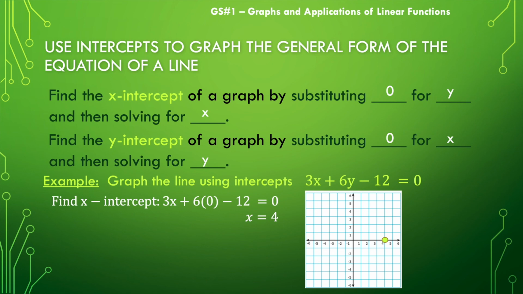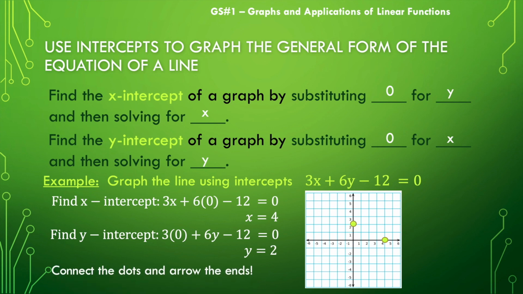Now I'm going to do the same thing for the y-intercept, but this time I'll put a 0 in for x. So I'll put 3 times 0 plus 6y minus 12 is equal to 0. Notice that this will disappear because it's multiplied by 0. So I'll have 6y minus 12 is equal to 0, or 6y equals 12, so y is equal to 2. I'll plot that on my y-axis, and then I'll just connect the dots and arrow at the ends.